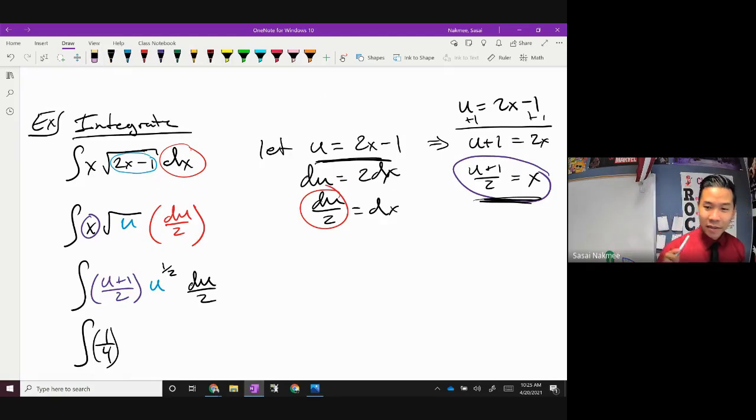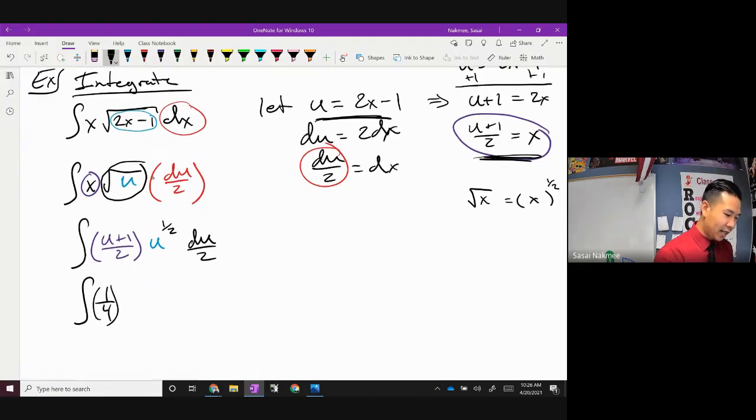Okay, more questions. Good. Max, where did the u to the 1/2 come from? The square root function. The square root of anything is equal to anything to the 1/2. So the square root of u is the same thing as u to the 1/2. Did that answer your question, Max? Square root of x would be x to the 1/2. So that's what I did here. That x I replaced with this. The square root of u I rewrote like that.